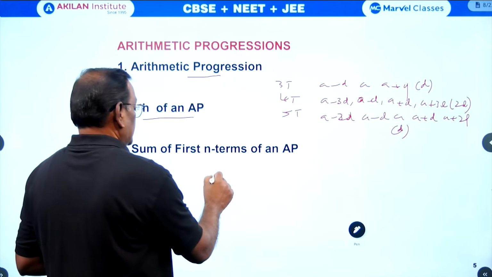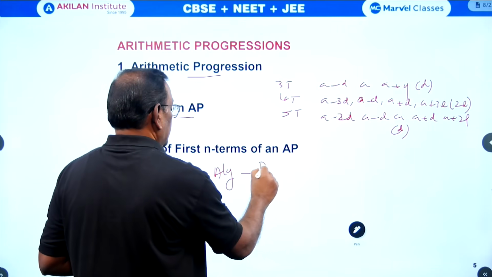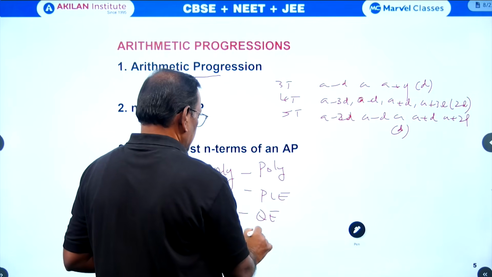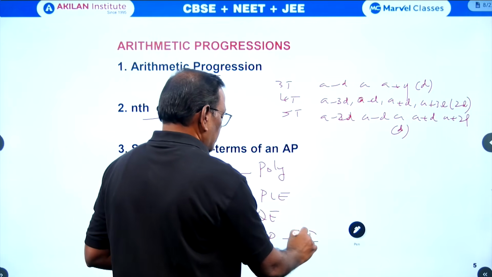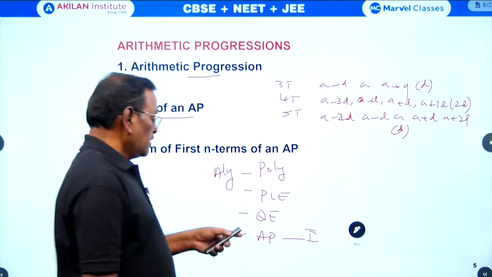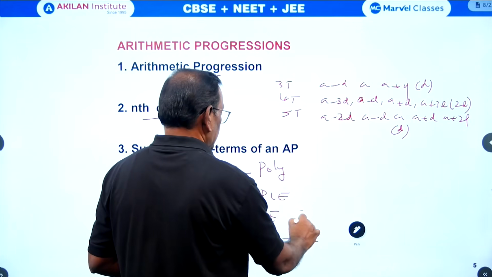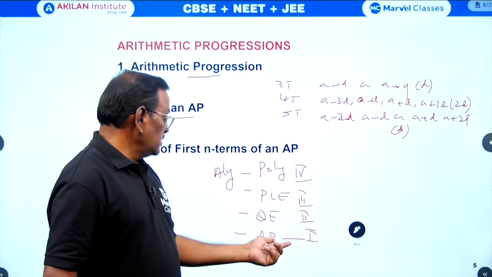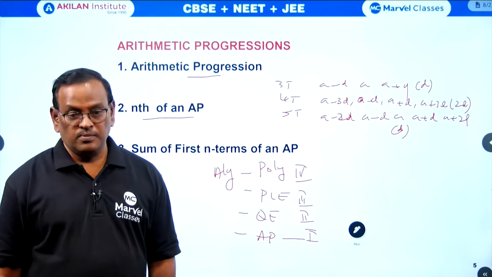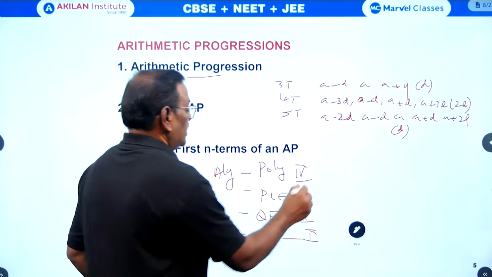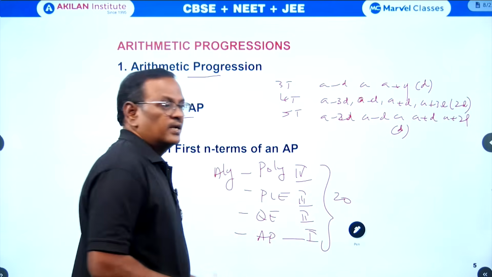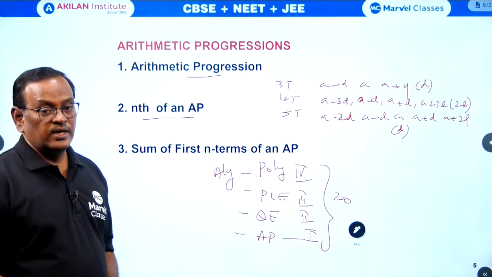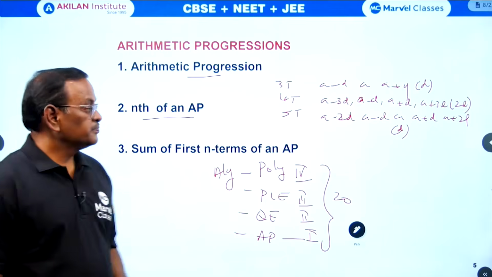Now, in algebra, you have polynomials, pair of linear equations, quadratic equations, and AP. You have more chance of getting high marks in AP, second one quadratic, third one PLE, fourth one polynomial. This is less important. And either AP or quadratic, you can expect more weightage. So this is 20 marks in algebra. So you have to focus on all the 4 chapters to get 20 marks in the algebra section.